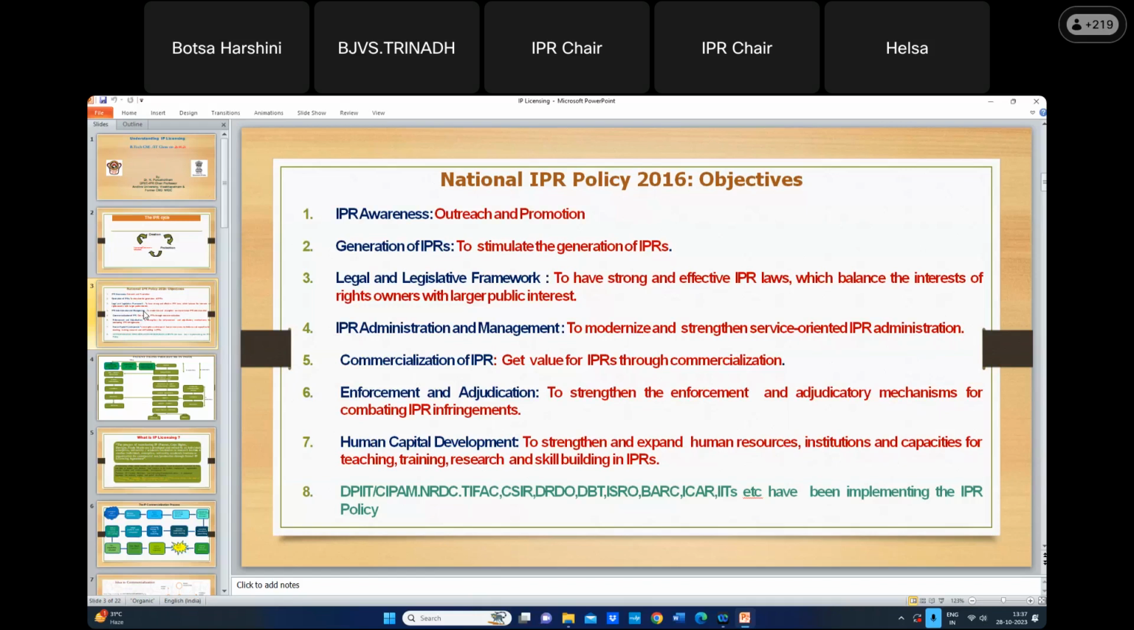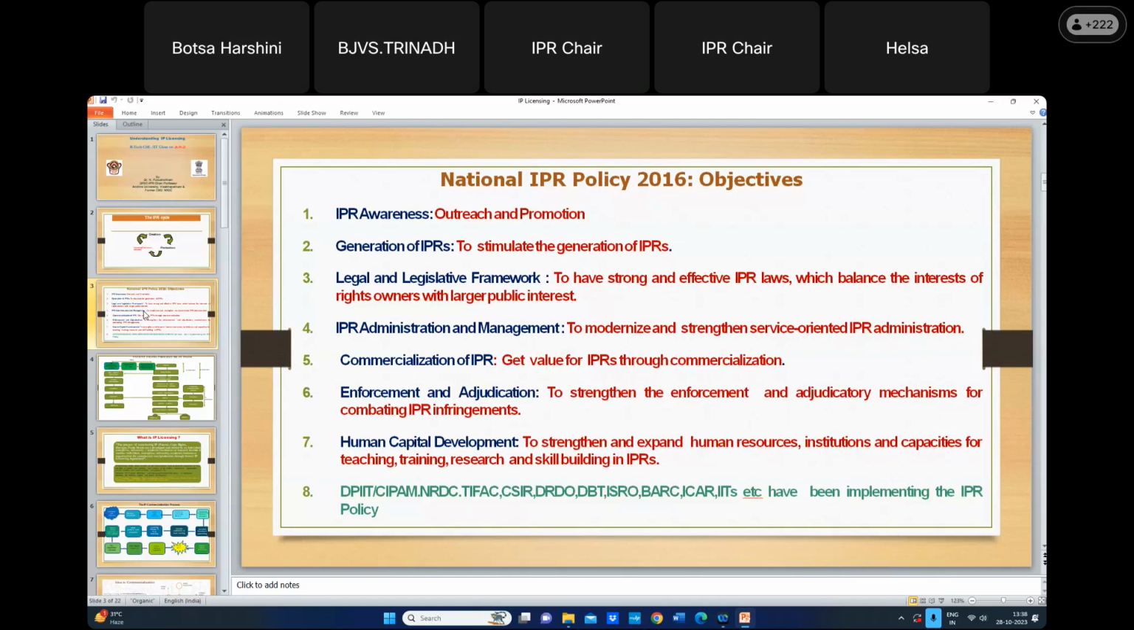The major objective of the IPR policy, first and foremost, is to create IPR awareness. Awareness is important for anything to be achieved in anybody's career, business or growth. In this process, the government encourages outreach and promotion programs, like organizing workshops, seminars, exhibitions, all of which are a part of IPR awareness. The Government of India encourages various organizations to create IPR awareness by organizing such events. The second important objective of the IPR policy is the generation of IPRs.